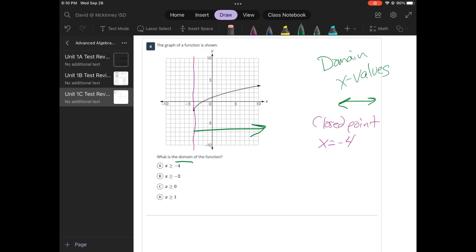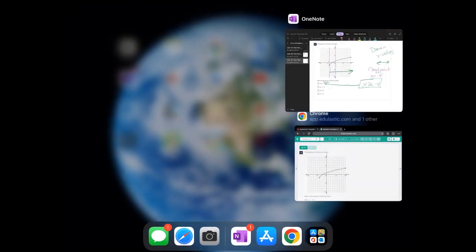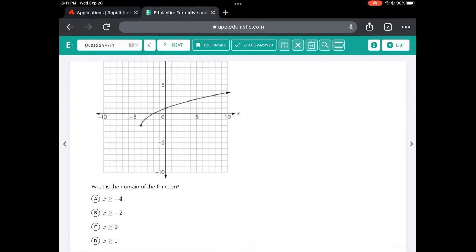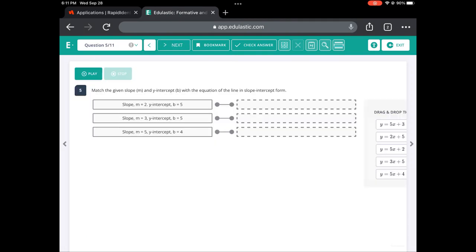I would express that as x is greater than or equal to -4. Equal to because of that closed point. And now I need to look at my answers. Do I see an answer choice that is x is greater than or equal to -4? I do. In this case, it's going to be answer choice A. So I would switch over to the Edge Elastic, look down, and click on option A. I'm good to go. I can head to the next question.